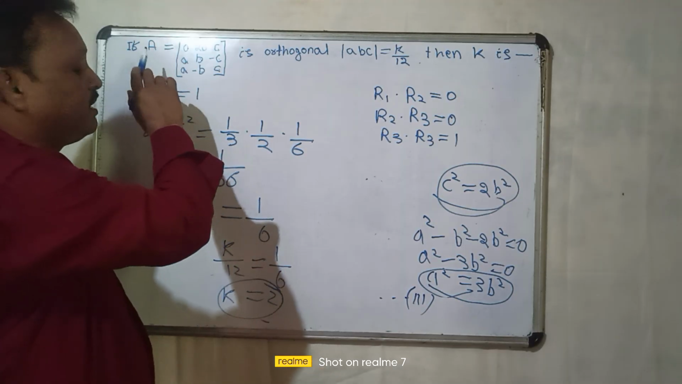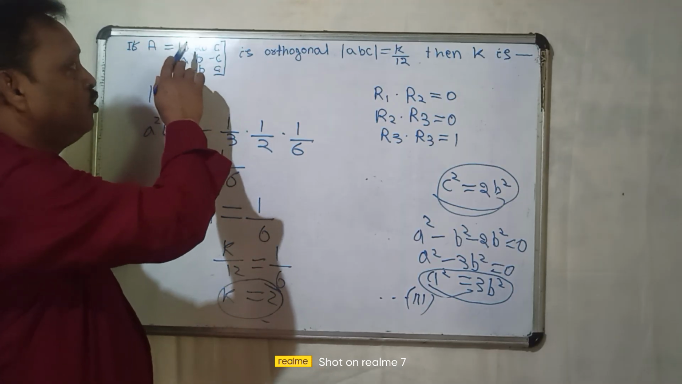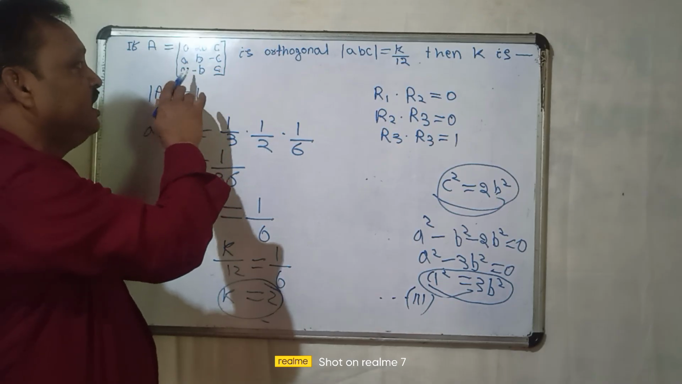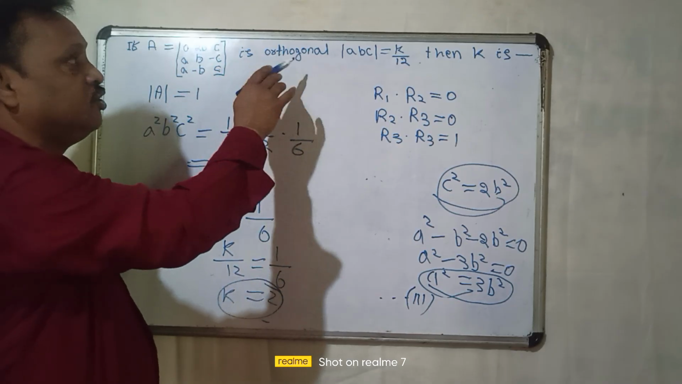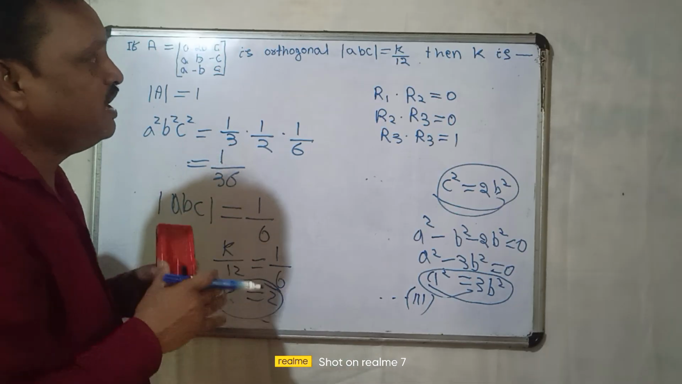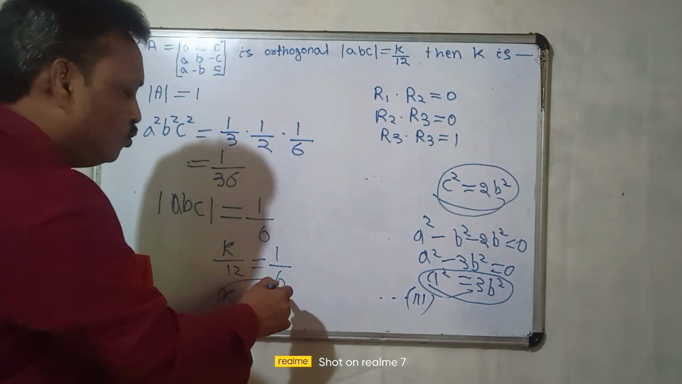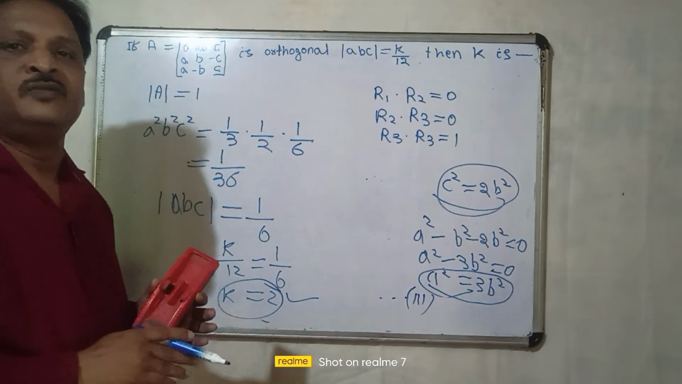If matrix A is [0, 2b, c; a, b, -c; a, -b, c] and is orthogonal, and modulus of abc is equal to k by 12, then k is 2. Thank you.